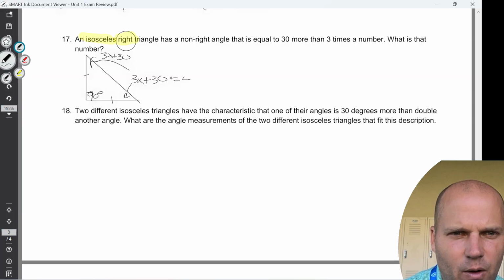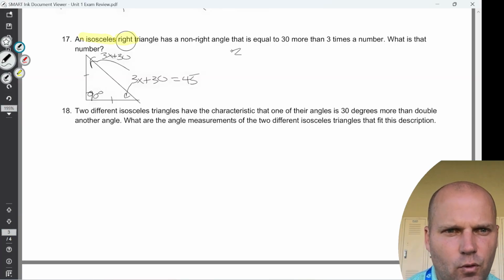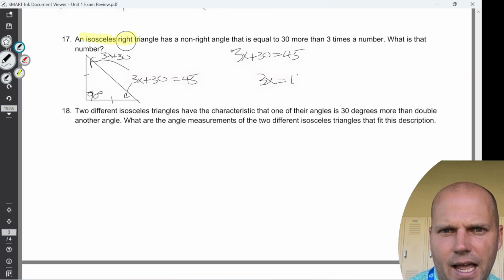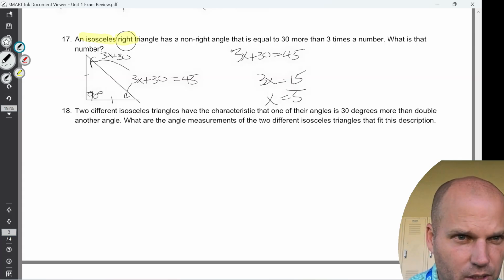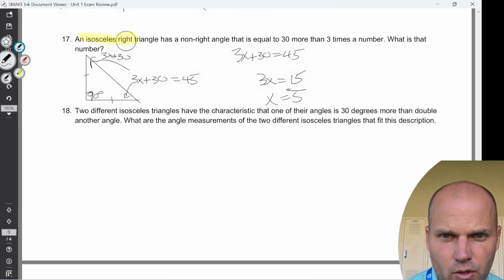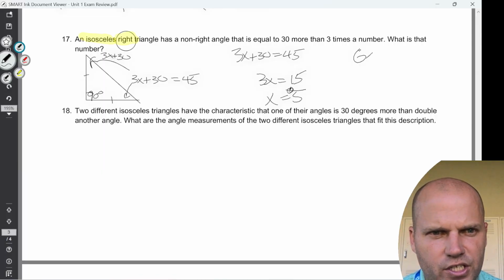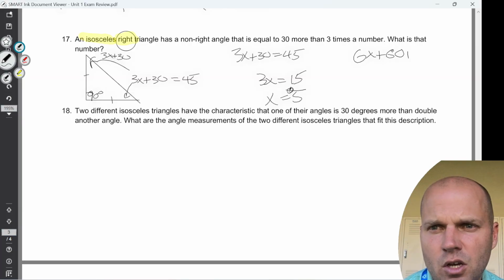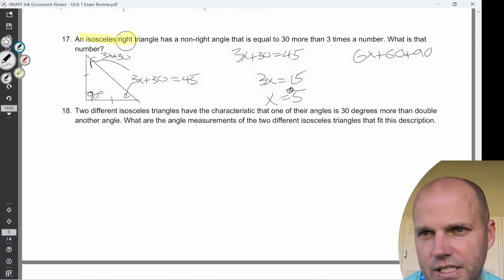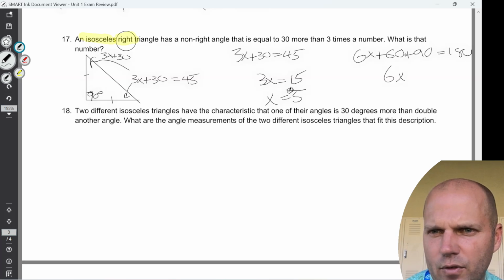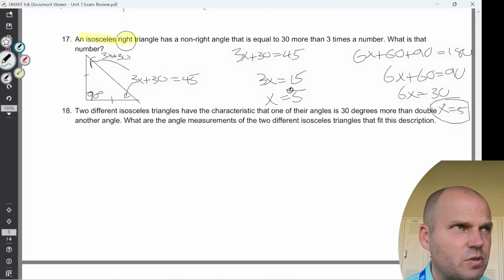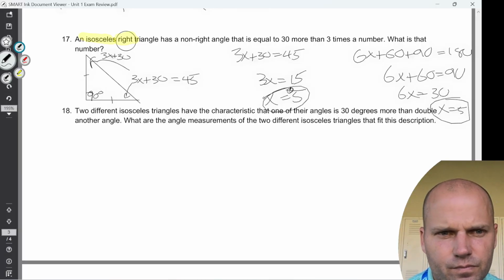So you could either take the 3x plus 30 and set it equal to 45, which is very easy to do, to get that x equals 5. 5 showed up a lot here. So that's the number. Or you have the 3x plus 30 twice, which is 6x plus 60, has to equal 90, or plus the 90 equals 180. Whatever you want to do to get that 6x equals 30 or x equals 5. Doesn't matter how you do it, the number is 5.